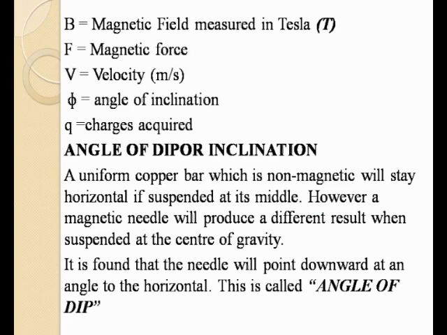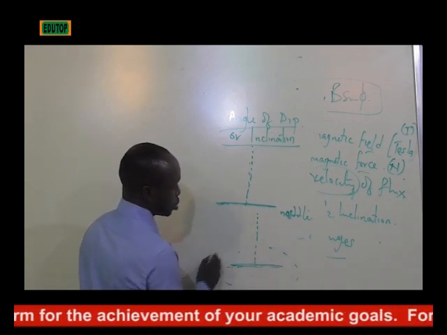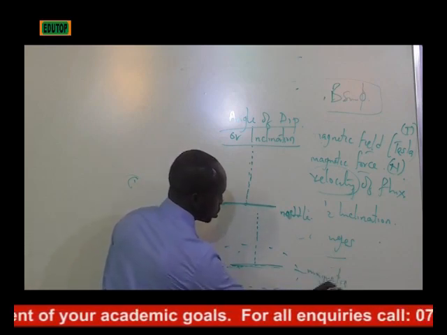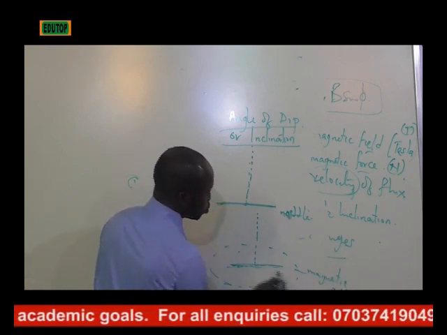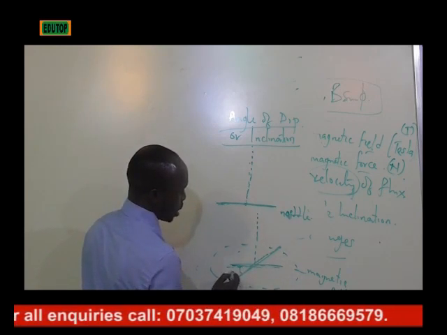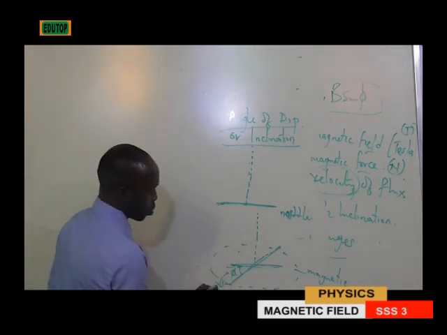It is found that the needle will point downward at an angle to the horizontal. This is called the angle of dip. Now, if another needle is suspended in the region of a magnetic field, are you getting it now? Instead of going horizontal, it goes the other way around, thereby forming an angle here. This angle that is being formed is what we call the angle of dip.